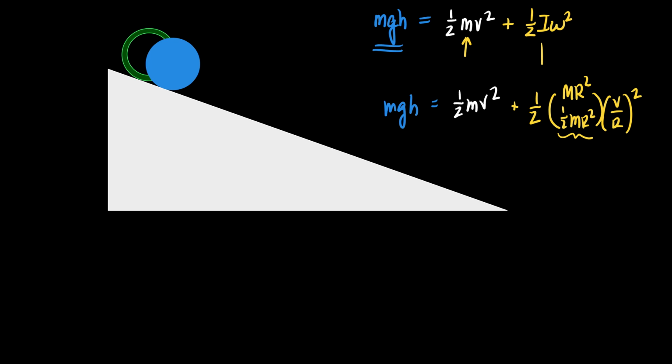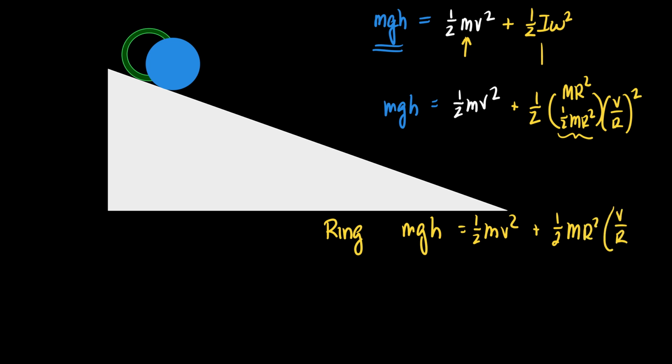Now, it looks clear to me, just in this, without putting any numbers in, that less of that energy is going to have to go into the rotational one for the disk, because of that 1/2 that's there. When I work this out and get the share for a ring, this is going to look like mgh equals 1/2 mv squared plus 1/2 mr squared times (v over r) squared.